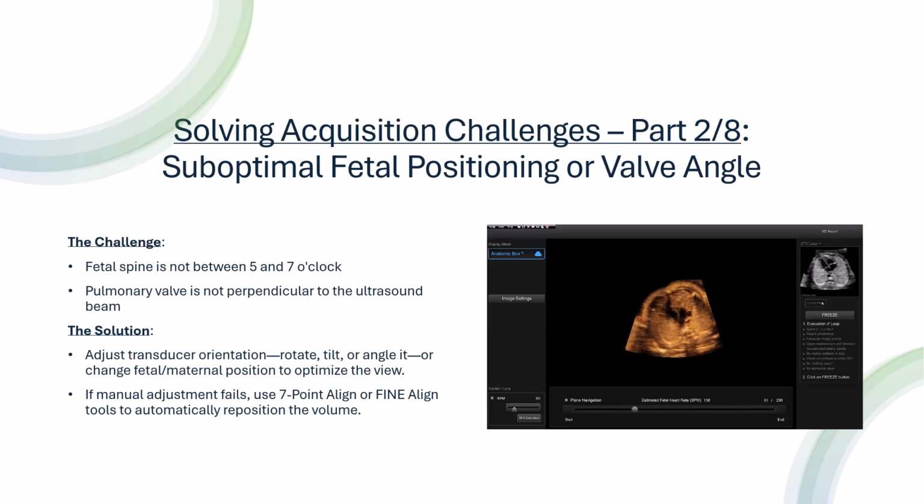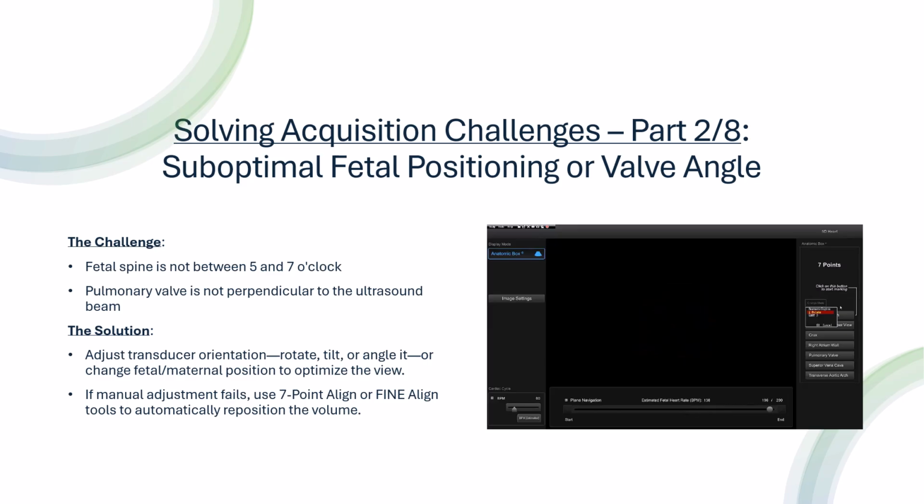Suboptimal fetal positioning or valve angulation. When the spine is in between 5 and 7 o'clock or the pulmonary valve isn't perpendicular to the ultrasound beam, the system can't do its magic. The solution is to start with hands-on adjustment like rotation, tilting, or angulating the probe, or even repositioning the fetus or the mother. If still off axis, don't worry, that's where the 7-point align or fine align comes in, giving you total control to realign the volume post acquisition, so precision is rescued.